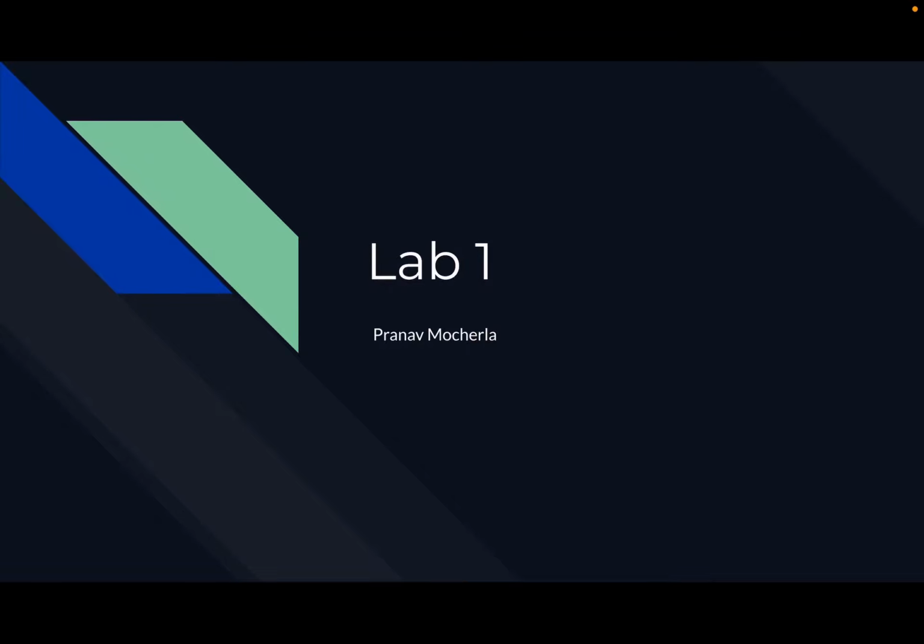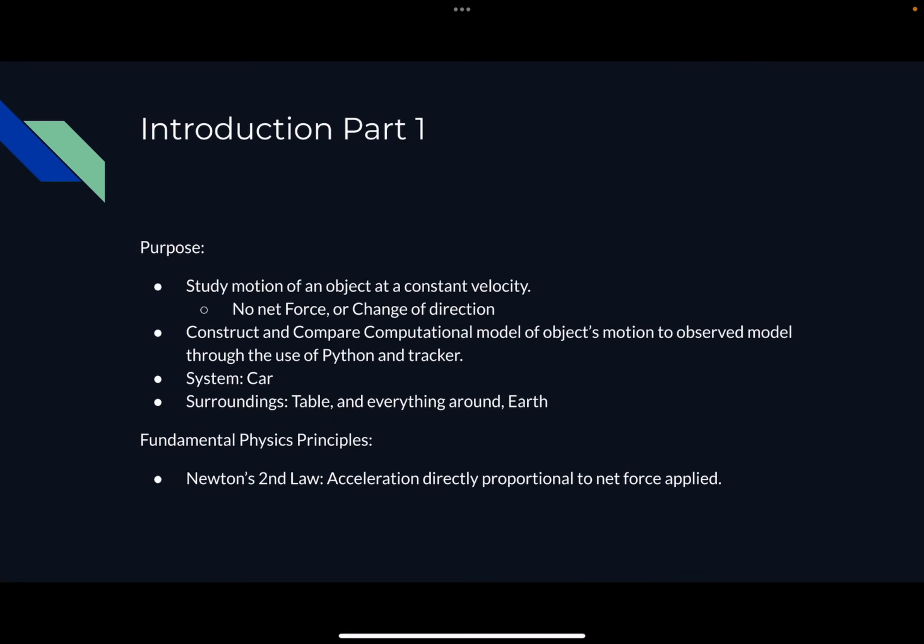So this is my physics lab 1, constant velocity. Our purpose, the reason we're doing this, is to study the motion of an object at a constant velocity, which means there's no net force or change of direction in the object that we're studying. Another goal is to construct and compare a computational model of the object's motion to an observed model through the use of Python for the computational model and Tracker for the observed model.